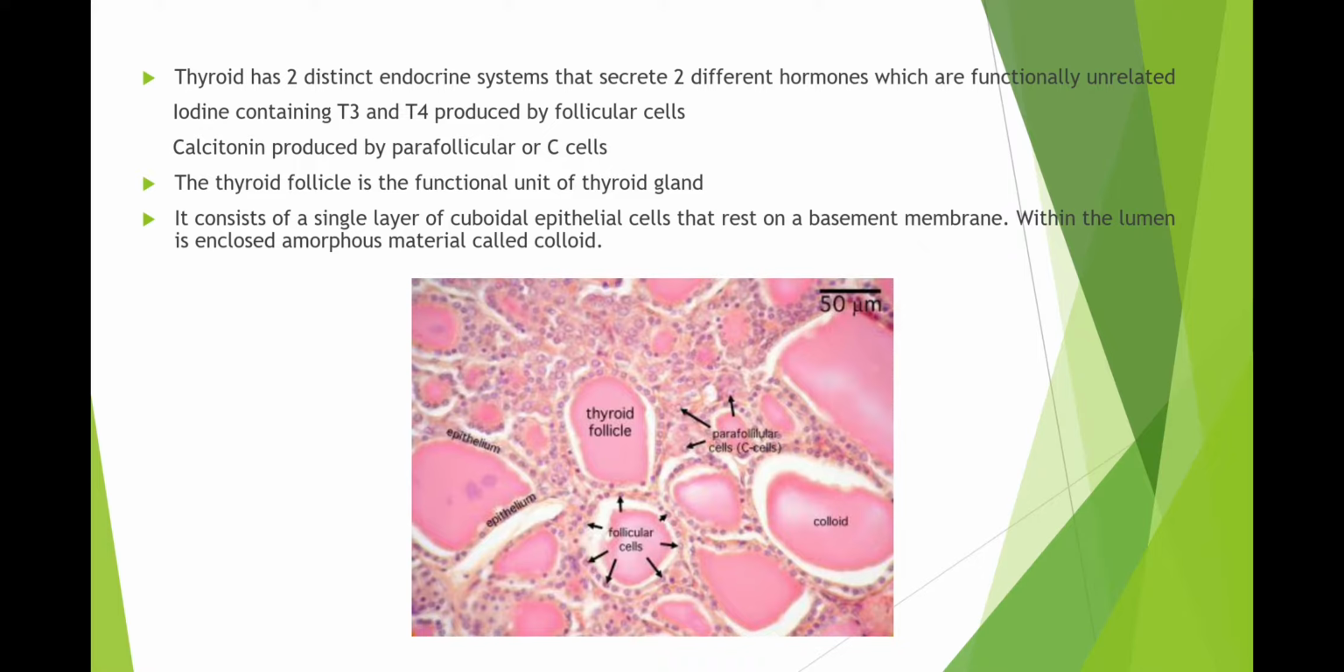The thyroid follicle is the functional unit of thyroid gland. It consists of a single layer of cuboidal epithelial cells that rest on a basement membrane. Within the lumen is enclosed amorphous material called colloid. In the figure, you see tiny parafollicular cells interspersed in between the thyroid follicles, which contain pink amorphous material, colloid.